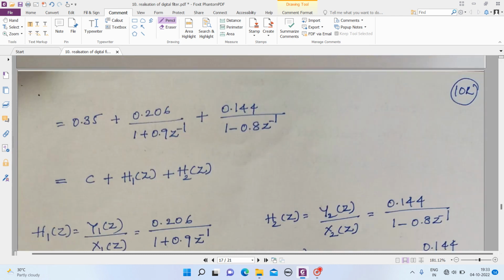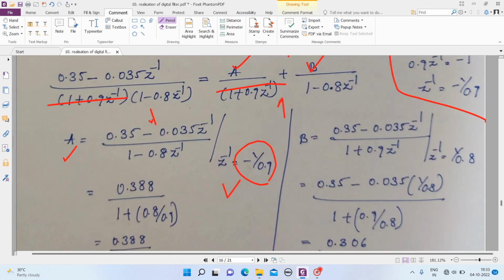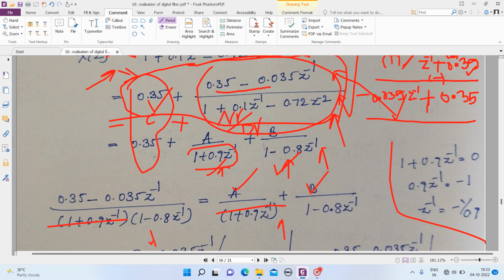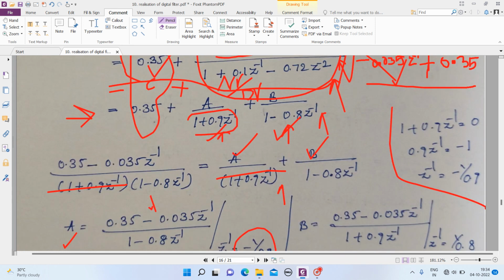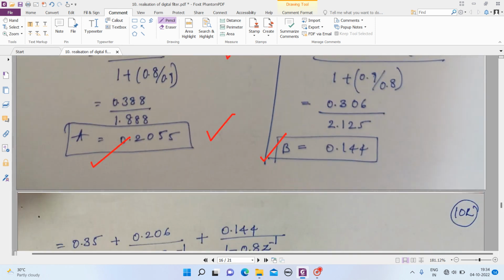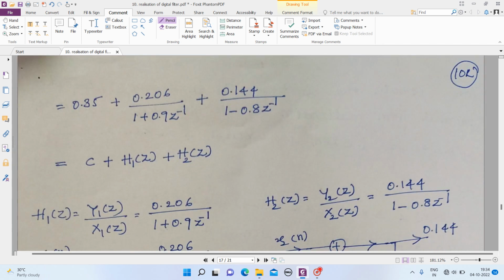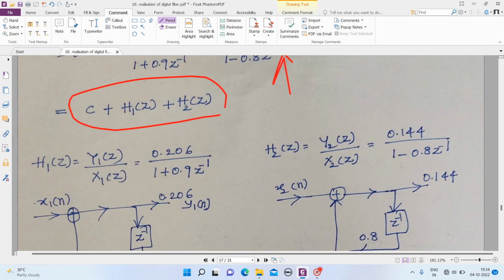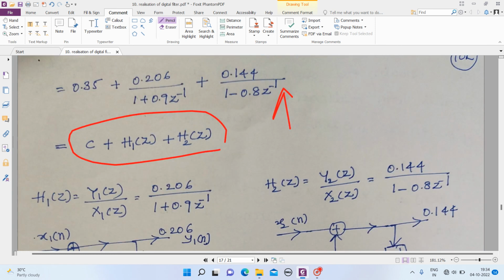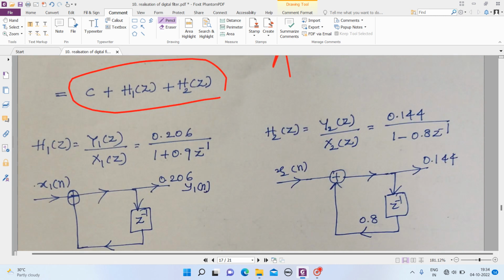After finding a and b values, you have to substitute those values in this equation, because we have to draw the parallel form structure. So this is our final equation. The equation looks like this. This is the general equation, C plus h1 of z transfer function, this is the h2 of z function, right? So thereafter we have to take this one as h1 of z, this one as h2 of z separately. So here also we are considering the direct form 2 structure.